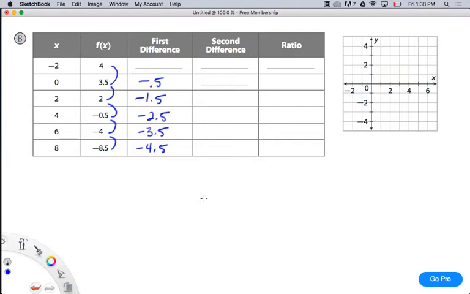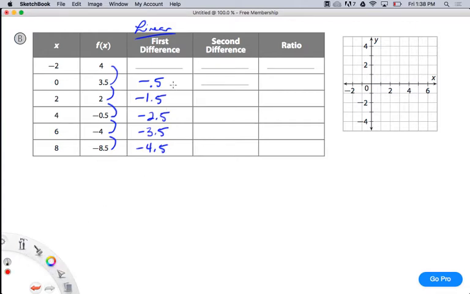Now, first question, is the first difference constant? Is that constant? No, it's not. If it was constant, those all would have to be the same number. First difference is not constant, which means it's not what type of function? It's not a linear function. Good. So if the first difference is constant, it'll be a linear function.